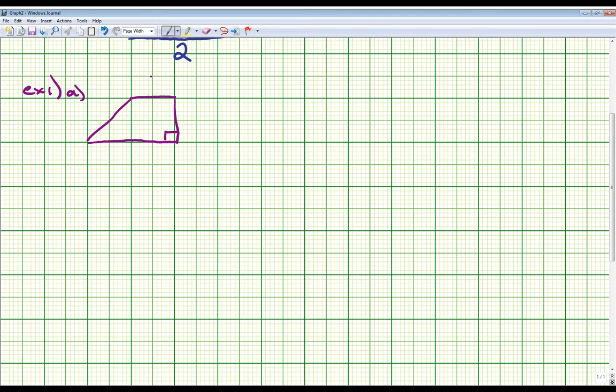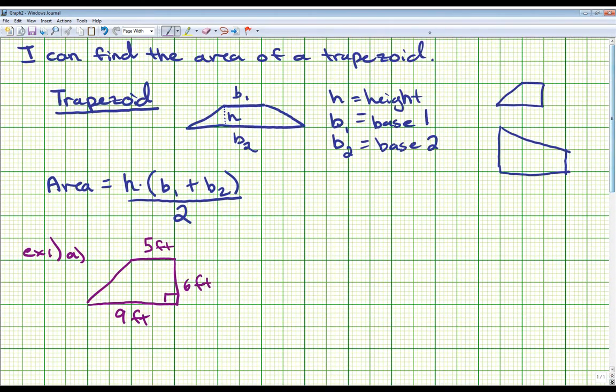They are giving us some measurements. The top measurement is 5 feet. The bottom measurement down here is 9 feet. And then this measurement over here is 6 feet. That's what they've given us, and they want us to find the area. Looking back up at our vocabulary, we need the height, and we need both our bases to be able to find the area. The height here is going to be how tall the trapezoid is. That's going to be 6. And then up here is 5. That's one of our bases.